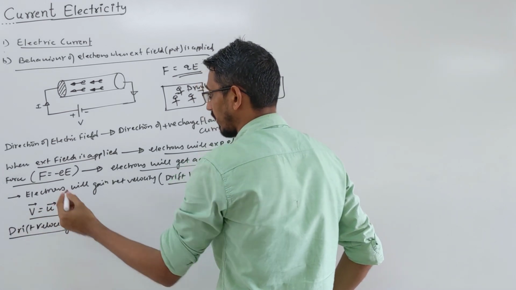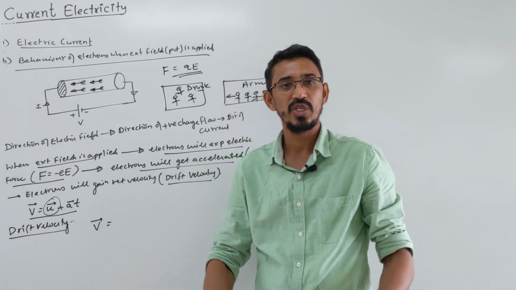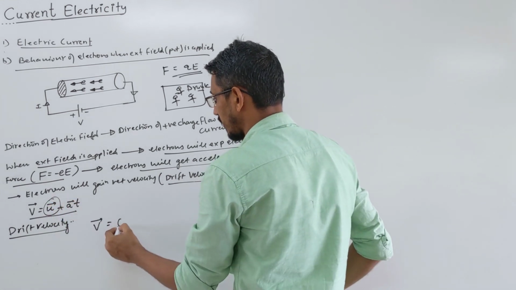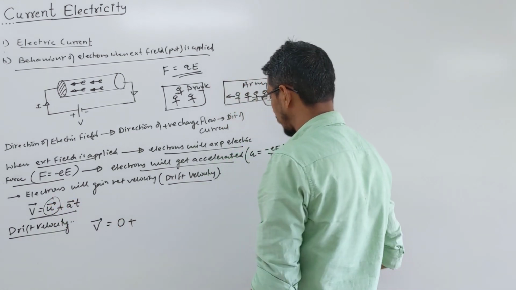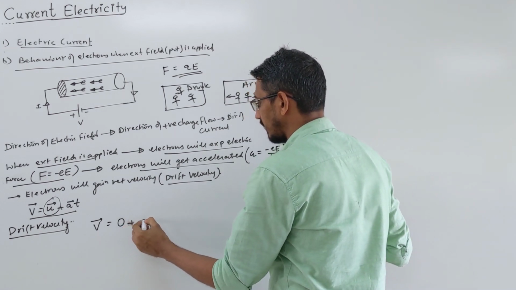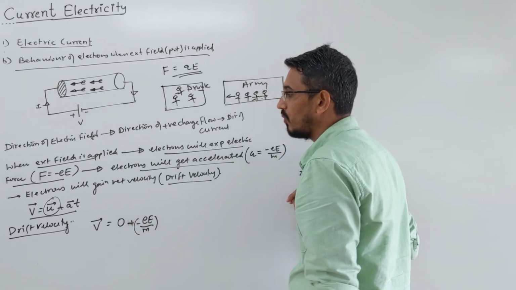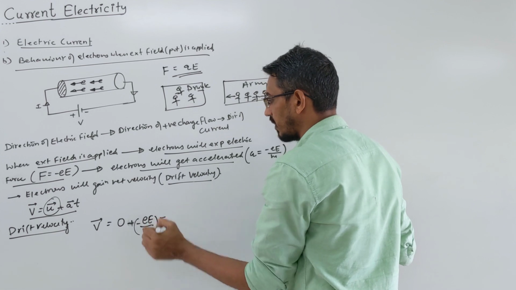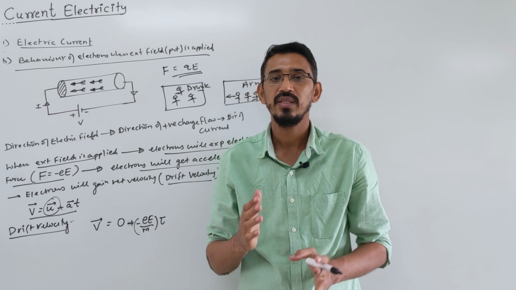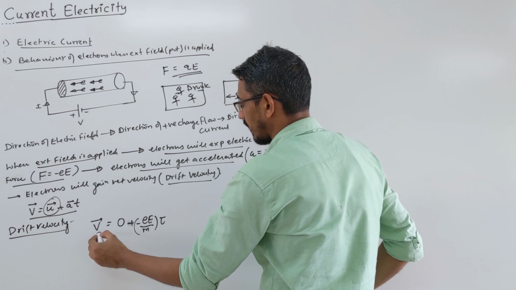How much is that? We are calculating it from this formula. V, what is this? The initial average velocity of all the electrons together. When no field is applied, it was 0, so this term is 0. What is the acceleration? This is the acceleration here. So I'm writing here plus E by m, this is your acceleration, into time. Time is called tau, the relaxation time. I told you the definition: the time taken between two successive collisions is called relaxation time.